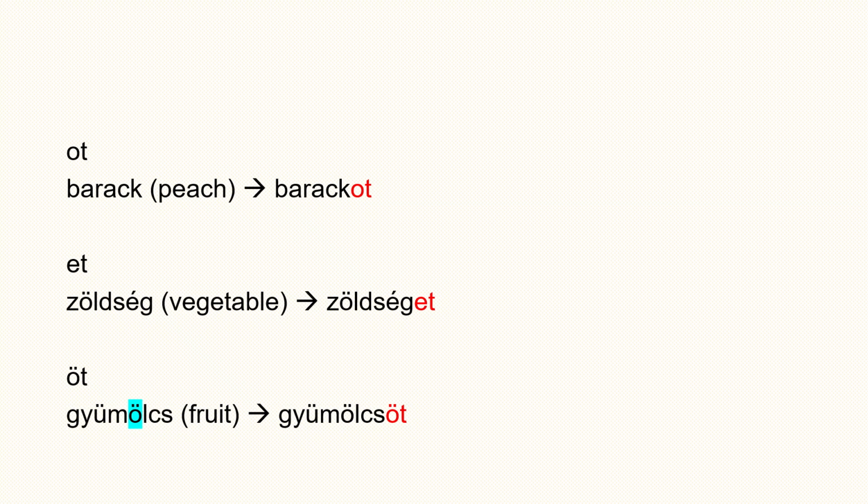Use ot for back and mixed vowel words, for example, barack, barackot. Use et for front vowel words, for example, zöldség, zöldséget. And use öt when a word has ö or ő, ü or ű in its last syllable, for example, gyümölcs, gyümölcsöt.